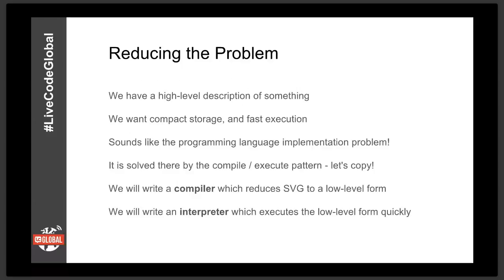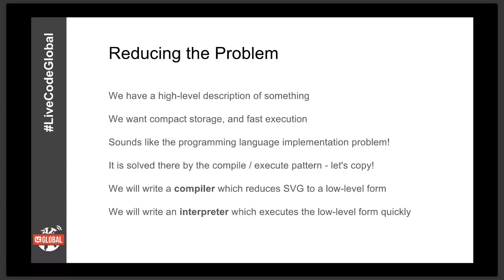Okay, so before we go any further, we need to reduce the problem and think about how we're going to attack it. In this case, we have a very high-level description of something, i.e. an SVG document, which describes a vector graphics picture. We want it to be able to execute and run in very little storage and very little time. And when you think about this a bit, it sounds very much like the programming language implementation problem. With a programming language, you have source files, which are a very high-level description of how to write a program, and you want it to run in as minimal storage and as fast as possible. So the pattern that's used there to solve that problem is what you might call the compile-execute pattern. You compile your high-level description to something much more low-level, and you design the low-level representation to be something you can execute quickly.